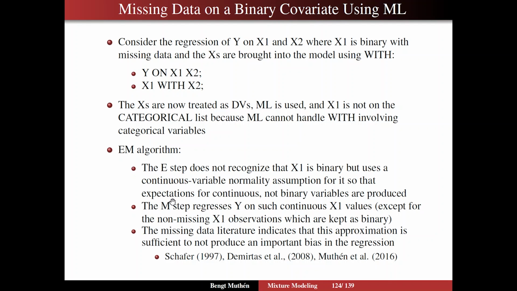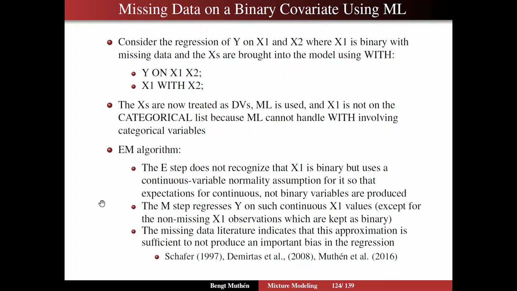so that expectations for continuous, not binary variables are produced. And the M step, the maximization step, then regresses y on those continuous x1 variables, except for the non-missing x1 observations, which are kept as binary.